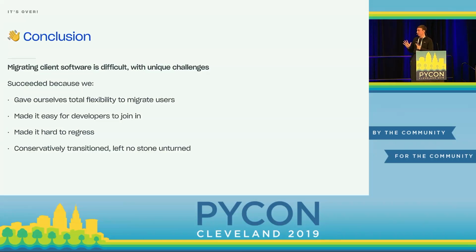Now, in conclusion, all of this is to say that client software can be unique here. We think we succeeded because we gave ourselves complete flexibility to migrate users, because we made it really easy for developers to join in. We made it hard to actually regress the wins that we'd get. And we very conservatively transitioned, and we never left any stone unturned. In fact, we just moved from Python 3.5 to 3.7, and it took one engineer 2 weeks to do so. Many of the processes we came up with are still in place today.